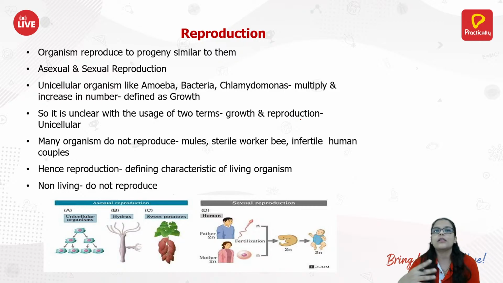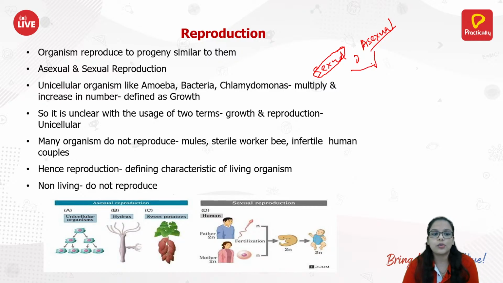Now reproduction is of two kinds. Okay, it can be sexual or it can be asexual. Higher living beings actually depend on sexual reproduction, but the lower ones such as fungi may have asexual or sexual, and bacteria have asexual reproduction. Okay, so reproduction can be sexual or asexual.